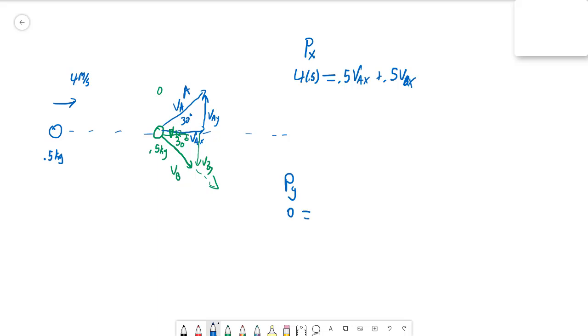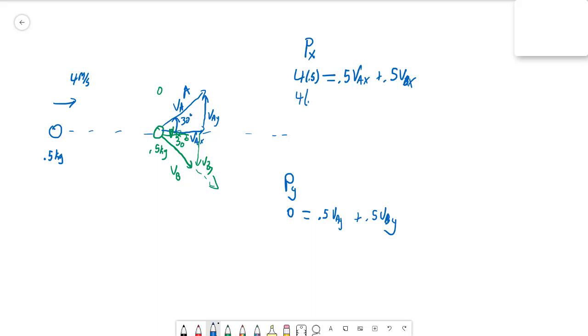Equals, and then down here I have two things again. I will have 0.5 times VAY plus 0.5 times VBY. So again, I'm keeping my x's and y's separate. Now up here, I can make some substitutions, right? VAX is really VA times the cosine of 30.